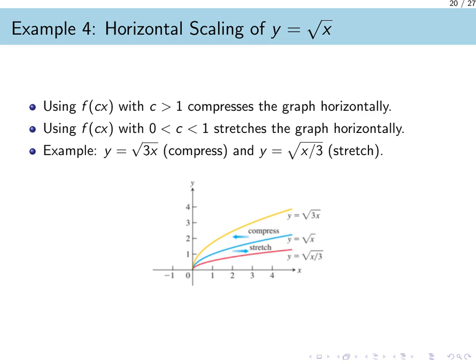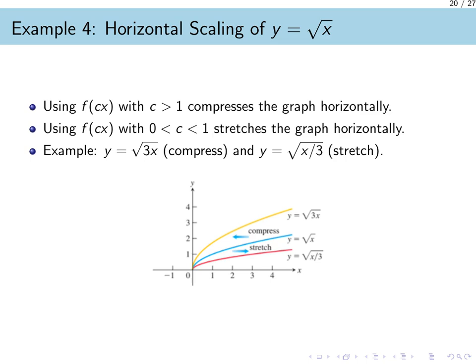Next, let us look at horizontal scaling, which changes a graph's width by multiplying the input variable x by a constant. This transformation can feel a bit counterintuitive because a multiplier greater than 1 actually compresses the graph. When we form the function y equals f of the quantity c times x, we reach each function value with a smaller x, effectively pulling the graph in toward the y-axis.